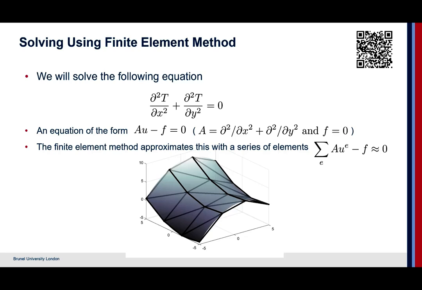So remember before, we're solving an equation of the form AU minus F is equal to zero. The only difference now is that A is basically just these two operators, d2/dx2 and d2/dy2. And F is equal to zero again in this case. So the process is exactly the same. We're basically going to approximate that same expression using a series of elements. The key point now is the elements are no longer lines because we're in two dimensions, they're triangles.